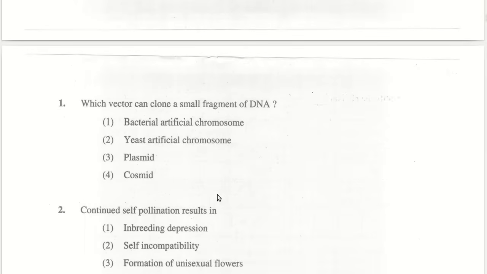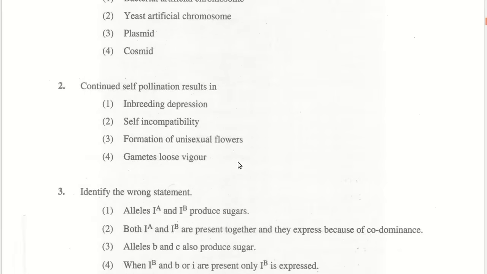Which vector can clone a small fragment of DNA? That cloning is brought about by plasmid, which we use as one of the most preferred vectors. So the answer for the first one is the plasmid. Continued self-pollination results in inbreeding depression. So that is the right answer for the second question. The inbreeding depression is caused by continued self-pollination.